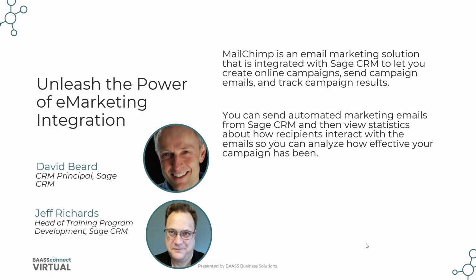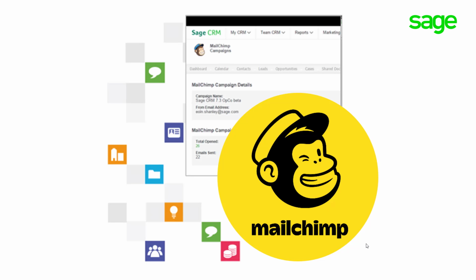Now, MailChimp is an email marketing solution that's integrated with Sage CRM to let you create online campaigns, send campaign emails, and then track those campaign results. You can certainly send automated marketing emails, all originating from within Sage CRM, and then view those statistics about how the different recipients have interacted with the email so that you can analyze how effective your campaign has been and so launch new campaigns.